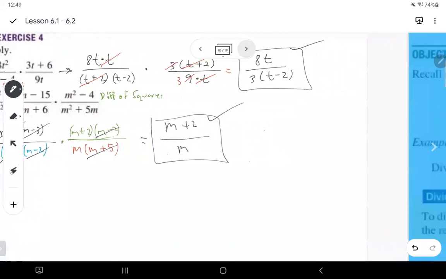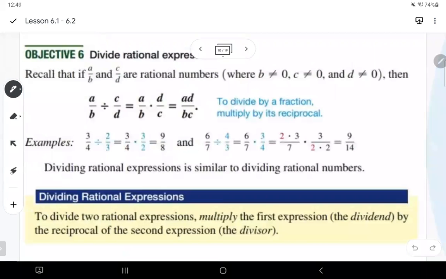Last piece I'm going to show you is how to divide, and then we'll come back for section 6.2 in a second video. So dividing is pretty similar to multiplying. You want to divide a fraction by multiplying by its reciprocal.